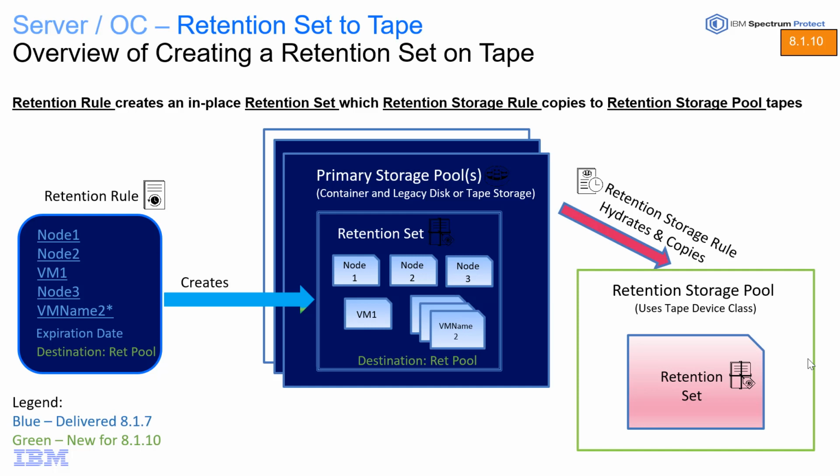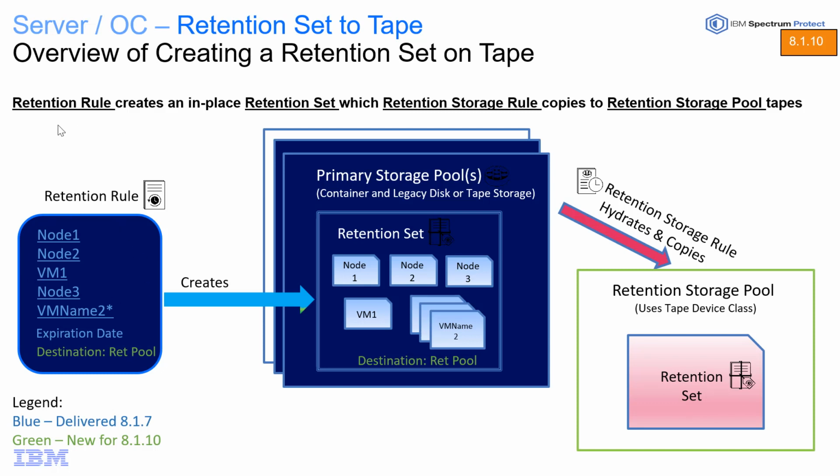This is a good visual of the relationship between the retention sets and the retention rules and the retention storage rules. Notice that in the blue is the piece that was delivered in 8.1.7, which was creating retention sets in place. And the green shows the new piece where we can copy those out to tape.